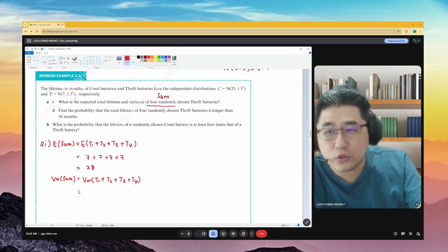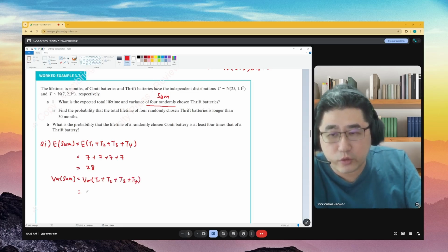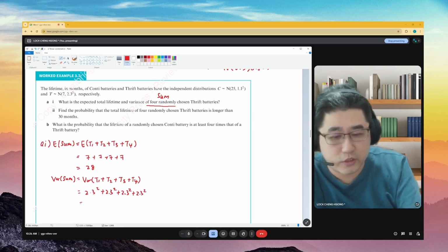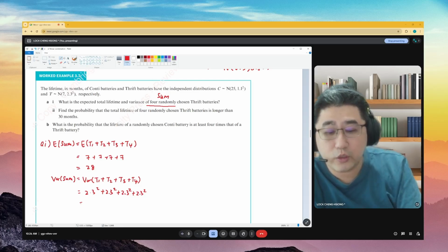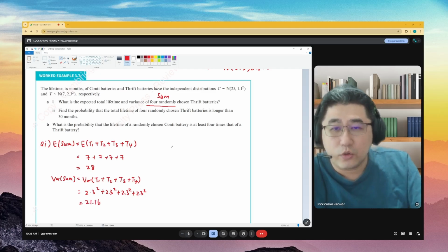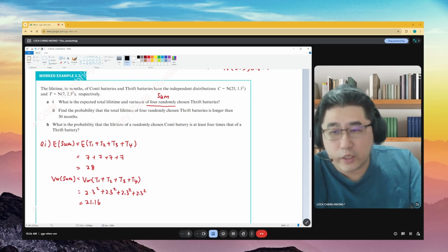So the variance of the thrift battery is 2.3 square. So put 2.3 square plus 2.3 square plus 2.3 square plus 2.3 square. So I press inside calculator. So 4 times 2.3 square. So I have the value of 21.16. Okay. So over here, there is a sum.